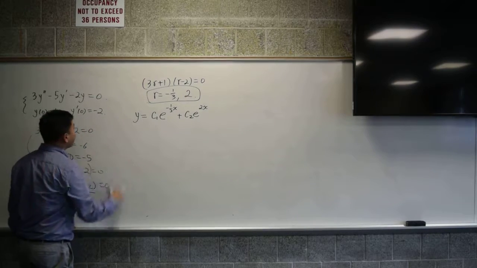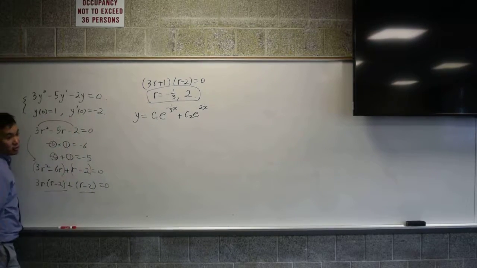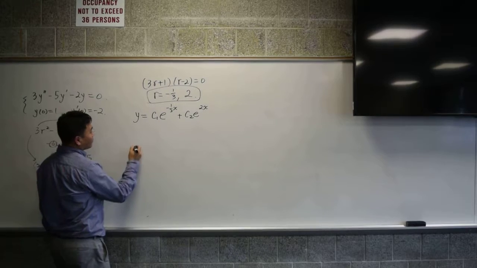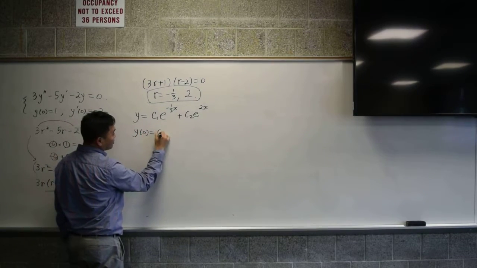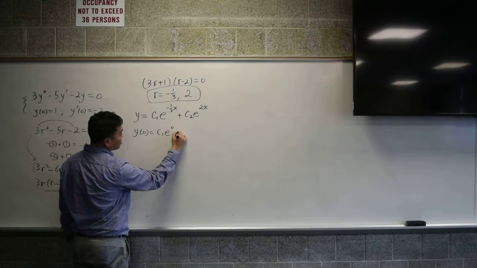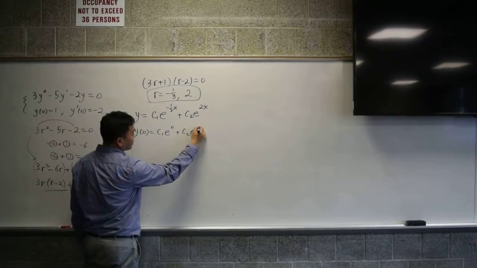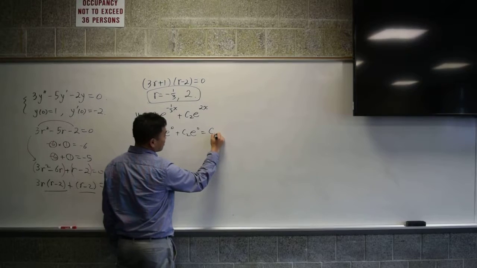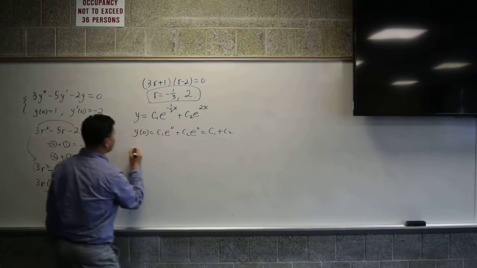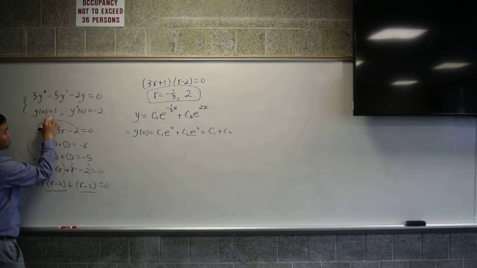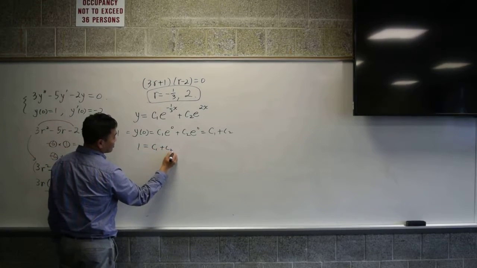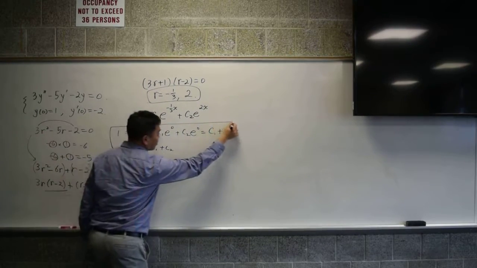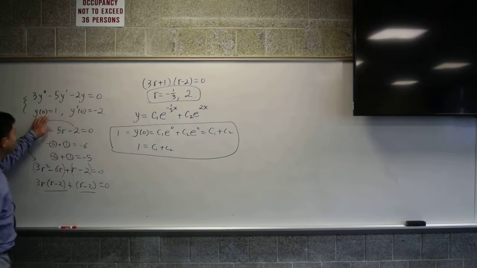Now this is not the end of it, because now we have initial conditions, right? So you have to apply it. What's y of 0? y of 0 means C1 e to the 0th power, C2 e to the 0th power, which is C1 plus C2. But because y of 0 is given as 1, I know that 1 must equal C1 plus C2. So this calculation takes care of the first condition.